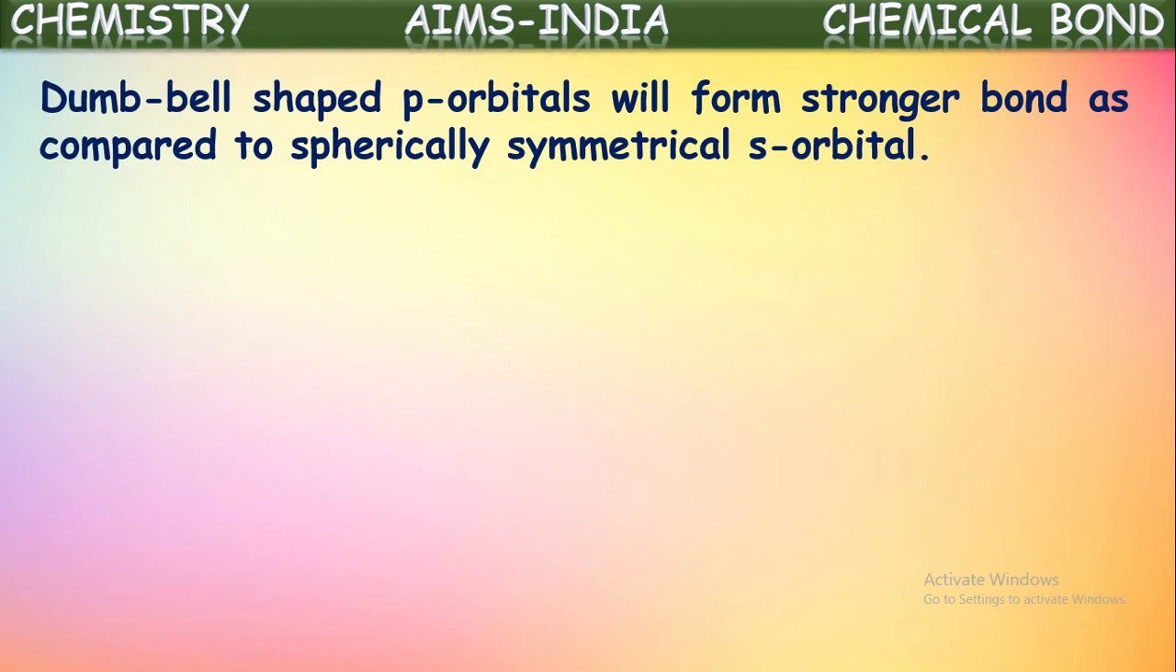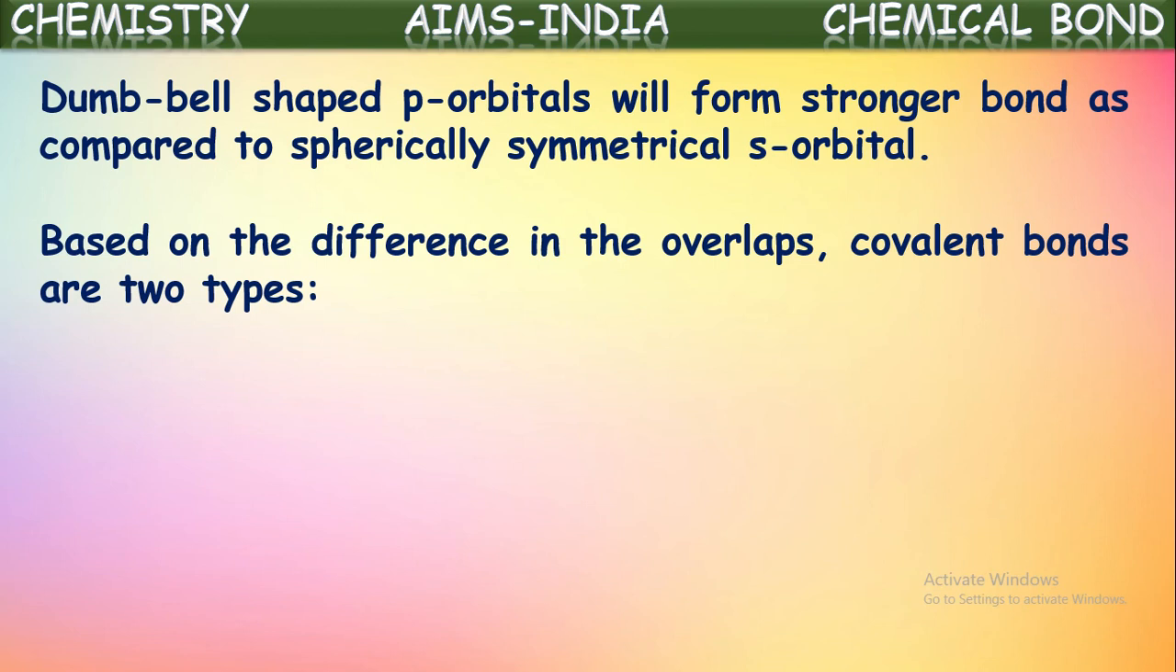So here one point is important. Dumbbell-shaped p orbitals will form stronger bonds as compared to spherically symmetrical s orbitals. Dumbbell-shaped p orbitals can overlap each other very strongly than in the case of s orbitals overlapping. So the chemical bond formed with p orbitals will be stronger than with s orbitals.